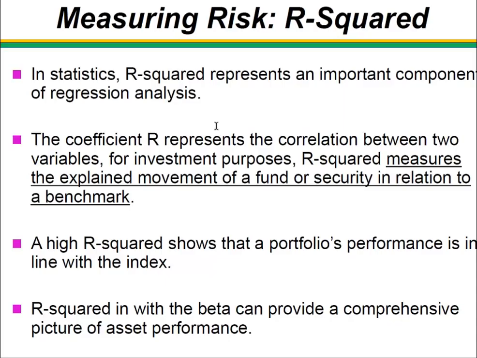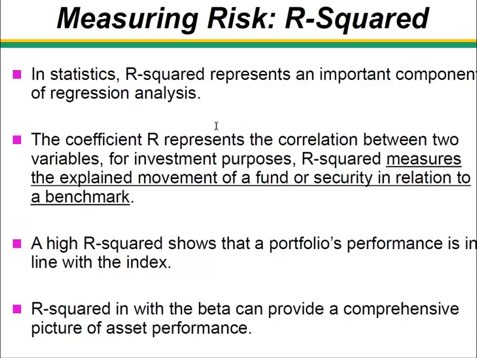So a high R squared tells us that a portfolio's performance closely tracks the market index. For example, an R squared of 0.95 means that 95% of the portfolio's movements can be explained by the market movement, while only 5% are due to other factors.